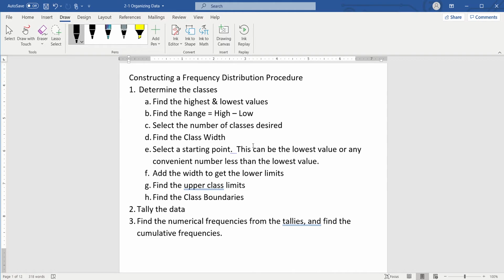But as I mentioned with the class width, usually emphasized, you will use the lowest value given. Then you'll add the width to get the lower limits, find the upper limits, find the boundaries, tally your data, and find the numerical frequency from the tallies, then find your cumulative frequencies.